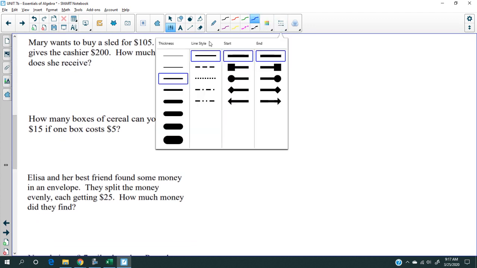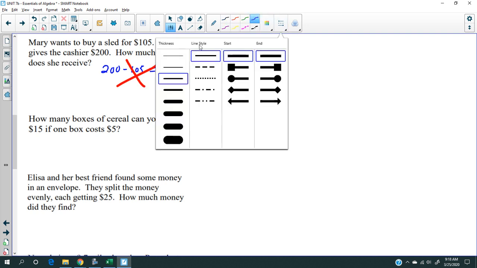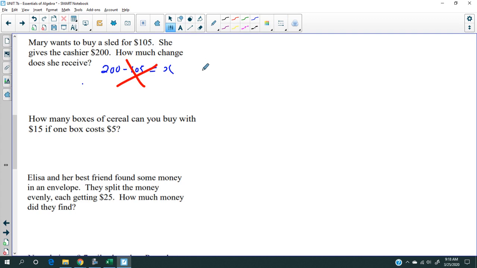Number 2. Mary wants to buy a sled for $105. She gives the, okay, all right. So write the equation then. Again, I know what some of you are doing. You're very tempted to write this. Again, not an equation. Okay? So let's write it in this manner then. So let's say you start with x. You know there's an equal sign, so now you just got to fill out some stuff. Okay, so Mary wants to buy a sled for $105.